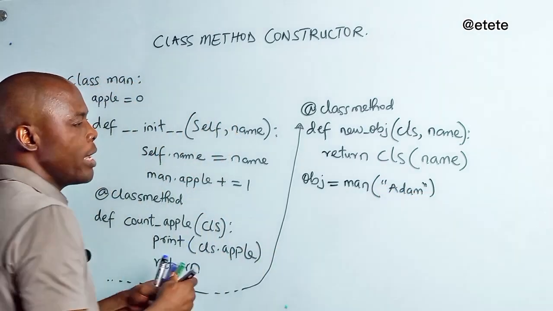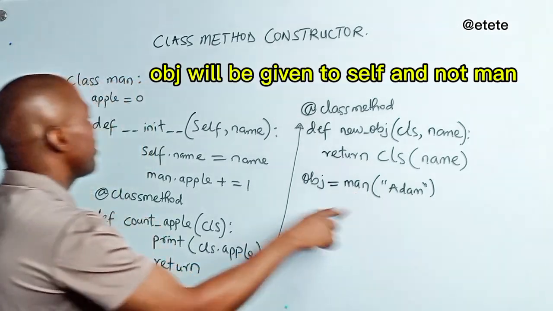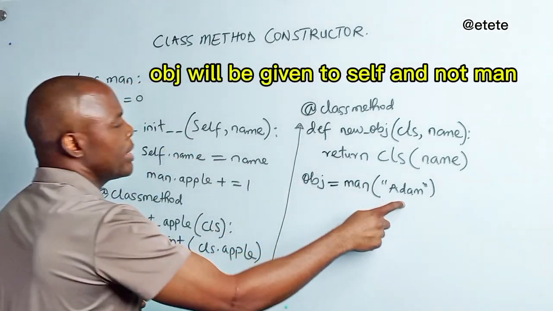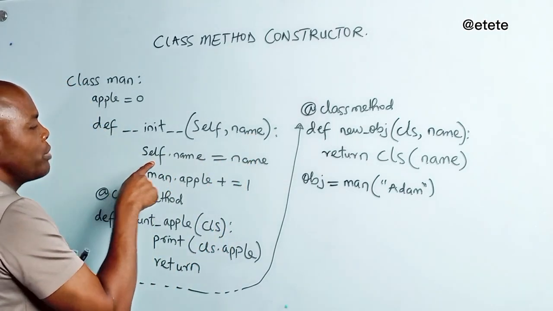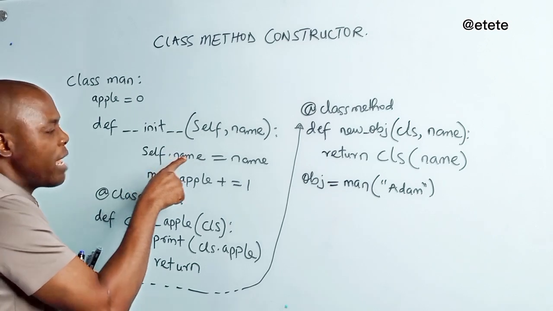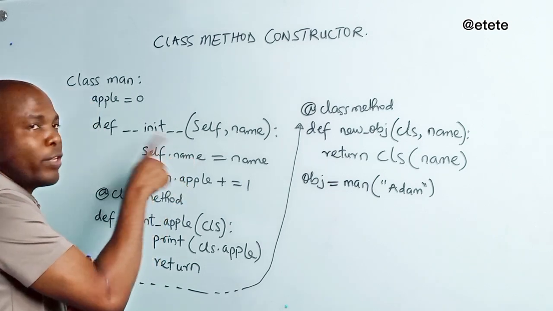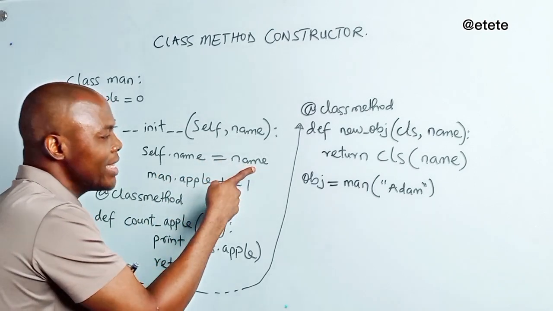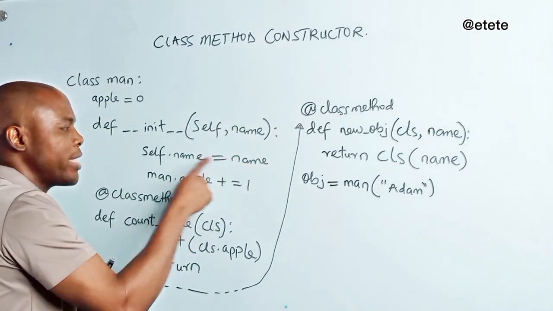Now, what happens here? The moment I create this object, this man will be given to self. This Adam will be given to name. And then it will come here, it will become object.name. So through this dot notation, I'm going to access this attribute, which is a variable for the instance. And then I will assign this name to it. This variable that is coming in, I will assign it to this.